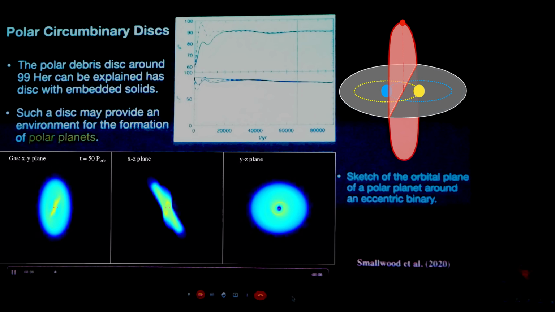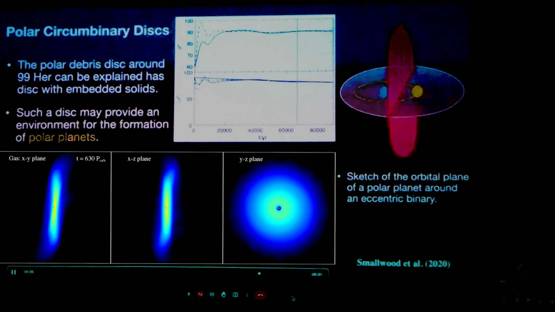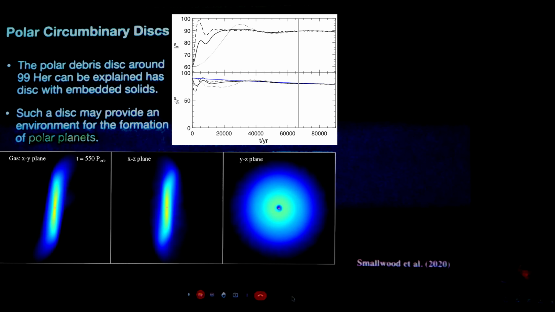That is a lot shorter than the lifetime of the gas disk. The lifetime of the gas disk is estimated to be 1 to 10 million years, and the polar alignment timescale we're seeing is on the order of 70,000 years. So what this means is that for 99 Hercules, the gas disk went polar very quickly, and that kind of dragged the dust into a polar configuration. And then once the gas disperses, the debris that's in a polar configuration is stable in a polar configuration.